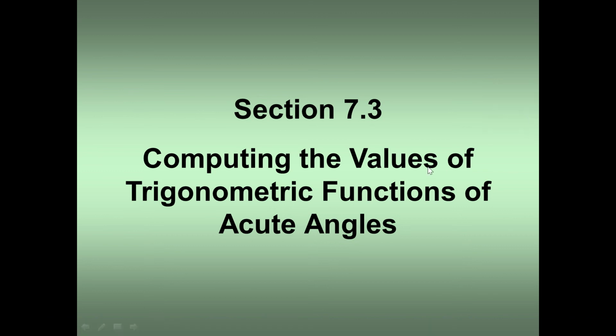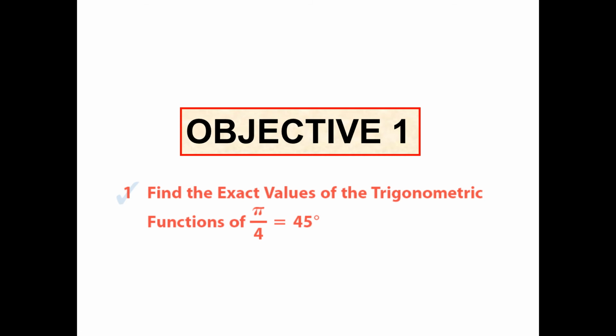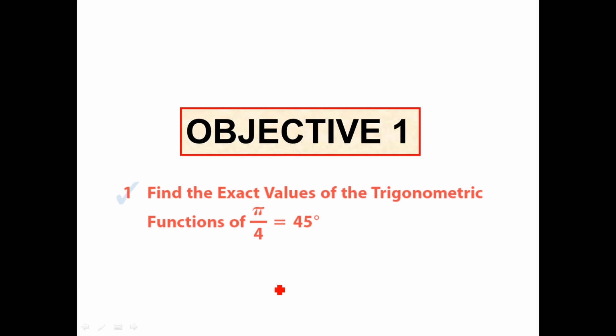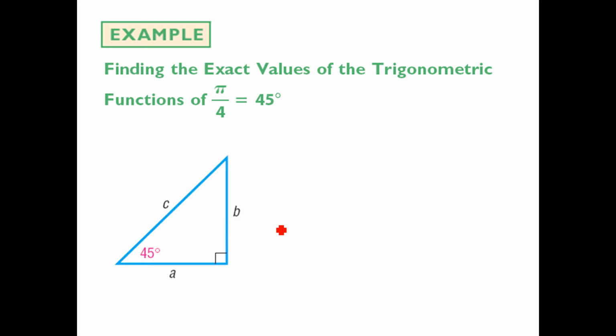All right, let's try 7.3, computing the values of trig functions of acute angles. So we're going to learn about some specific angles in this chapter, most notably 45 and 30 degree angles. So we'll start with 45, which is otherwise known as pi over 4 if we're talking in radians. So you need to start recognizing pi over 4 as the same thing as 45 degrees because the sine, cosine, and tangent values will be the same.